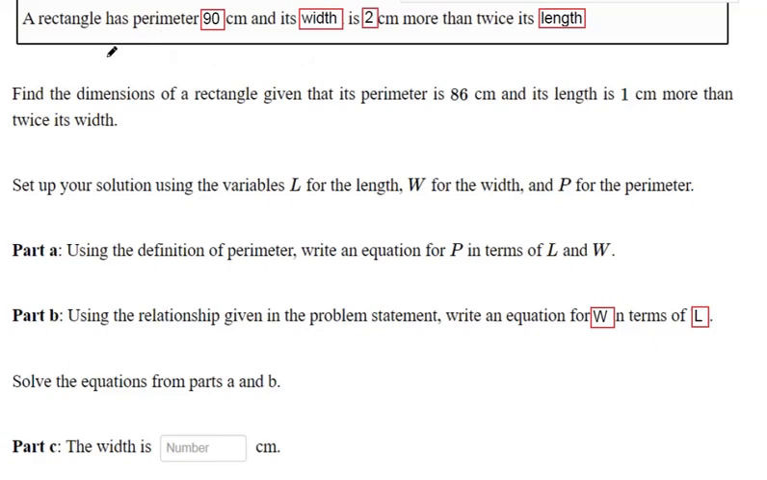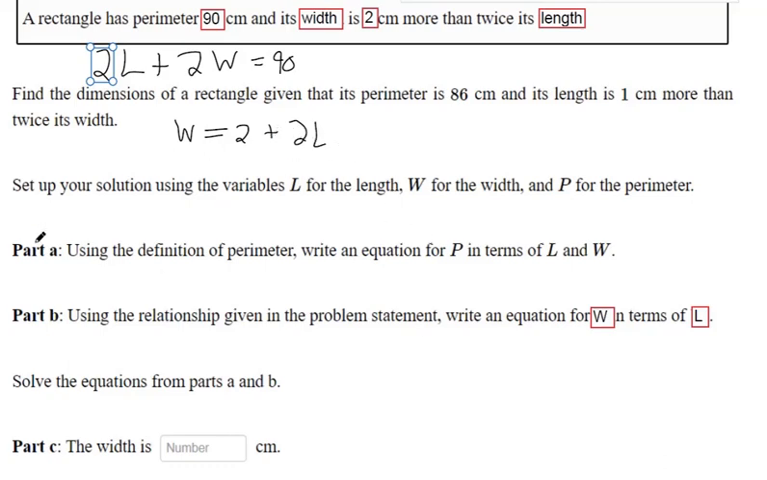So I can stop right there and I can say I need 2 lengths plus 2 widths of the rectangle, and that should equal 90, because that's the perimeter. The outside dimensions all added up. And then they tell me something about the width. The width is, so we can use equals for is, because it's saying it's equivalent to something. It is 2 centimeters more than, so that means 2 plus, then twice the length. So this is how I would write twice the length. The width is 2 centimeters more than twice the length.